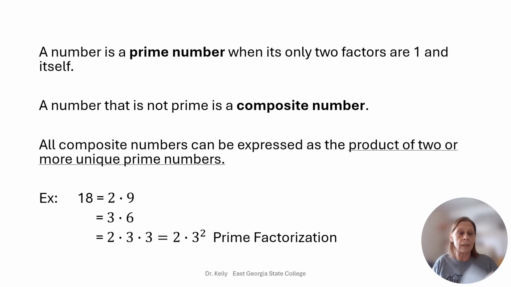And here's an example I have for you: 18, which is equal to 2 times 9. 9 is not a prime number, so if we broke 9 down into 3 times 3, we would have 2 times 3 times 3. Also, we could have seen it as 3 times 6. If we saw it as 3 times 6, that would also break down to the exact same prime factorization, which would be 2 times 3 times 3.